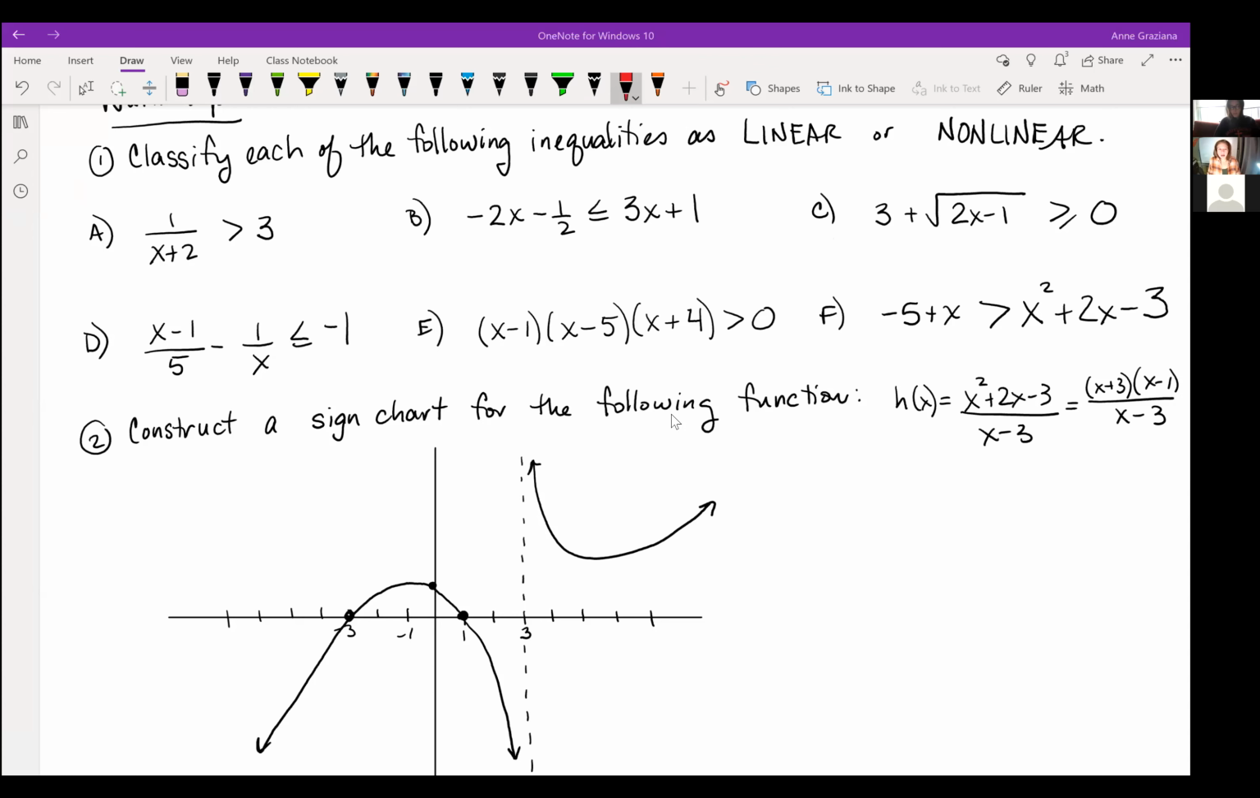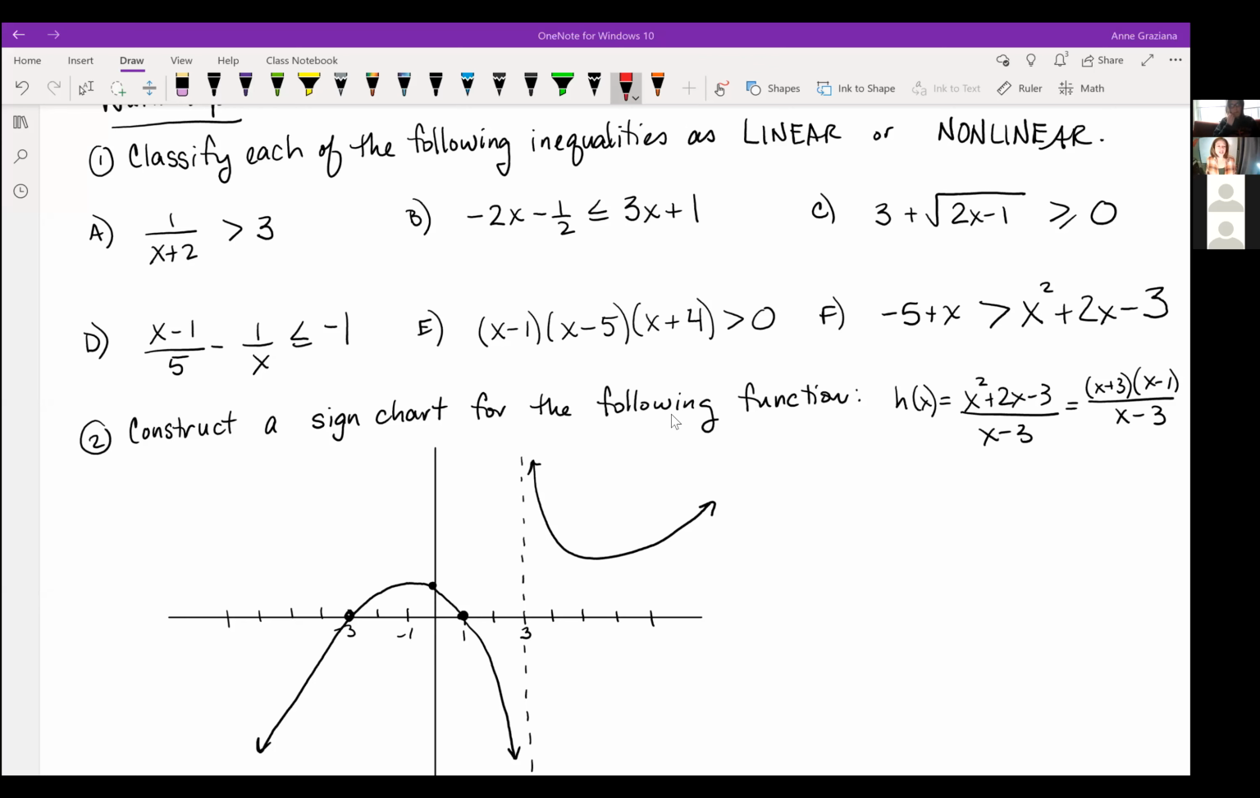All right, ready? Part A. Is this nonlinear? 1 over x plus 2 greater than 3. Okay, several people. Is that your no face? Yeah, it's because I think it's linear.